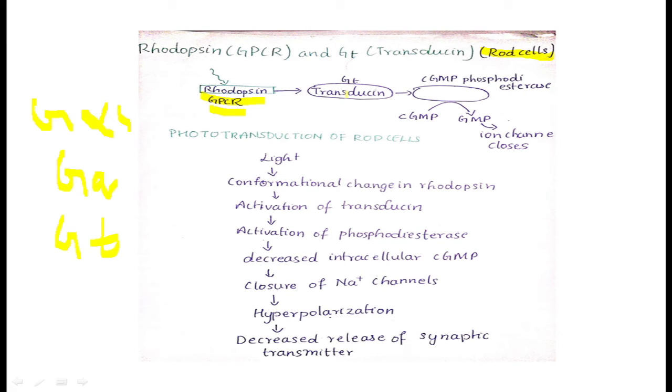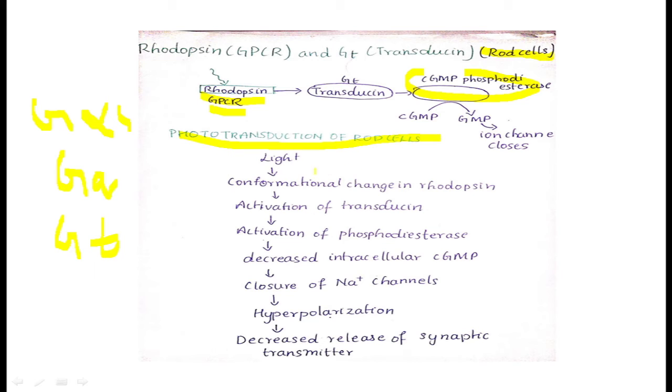Then this transducin helps in the production of cGMP phosphodiesterase, which converts cGMP into GMP, and this helps in the closing of the ion channel. So this is the entire process, that is phototransduction of the rod cell.